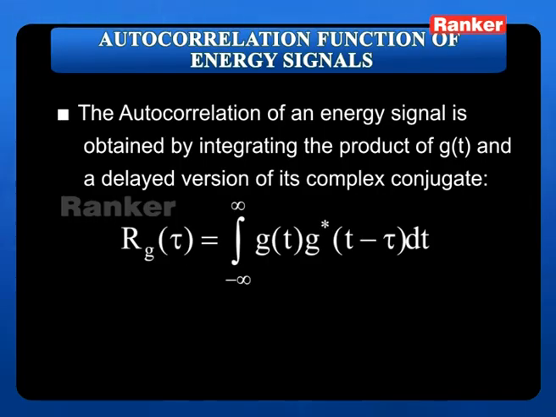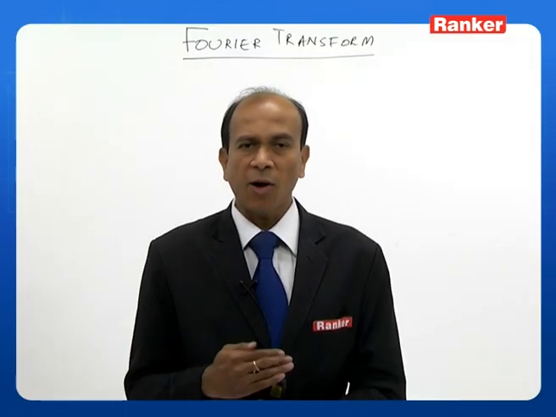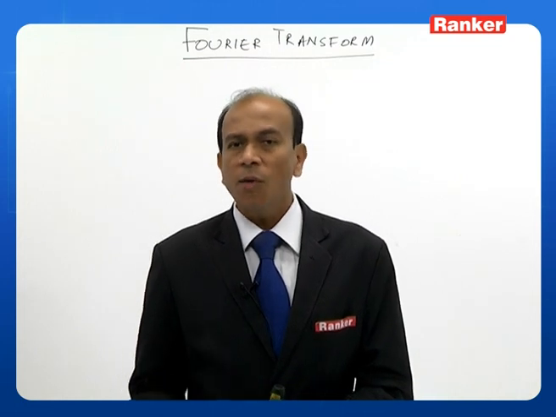So, Rg of tau is defined as the integral from minus infinity to plus infinity of g of t multiplied by g star of t minus tau dt, that is, the complex conjugate, star, of t minus tau. So the delay variable tau is how the autocorrelation function is defined. So Rg of tau is equal to the integral from minus infinity to plus infinity of g of t g star of t minus tau dt. Here the parameter tau is called the scanning or the searching parameter. As tau is varied, the value of the autocorrelation function of the energy signal also varies.